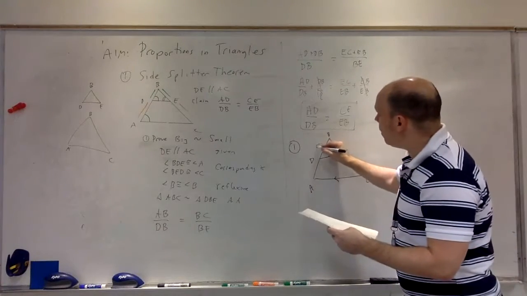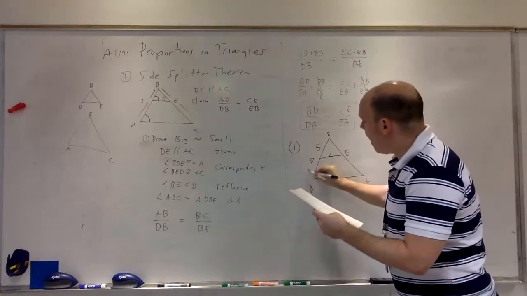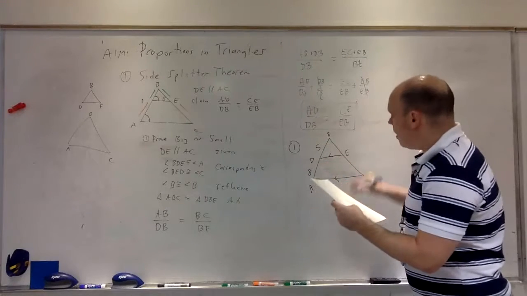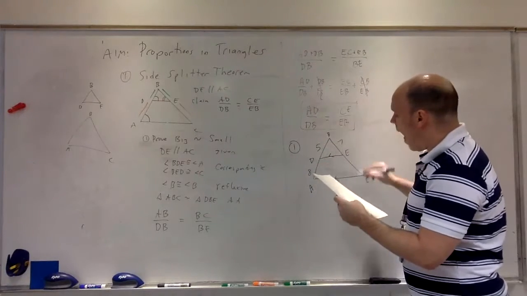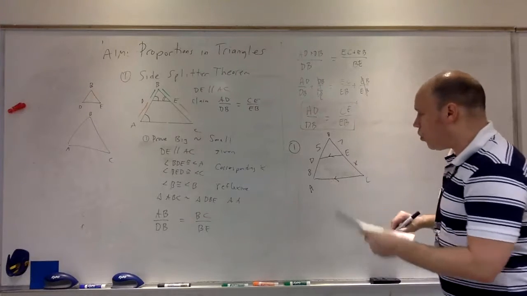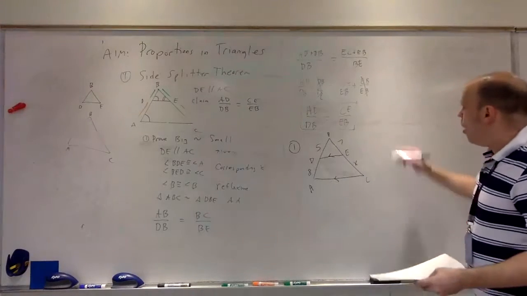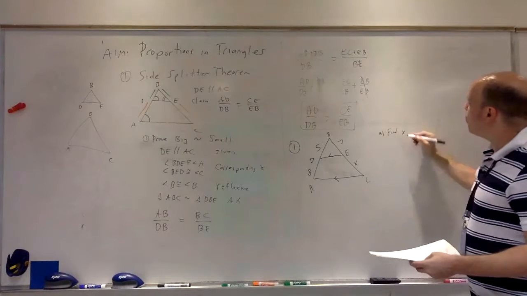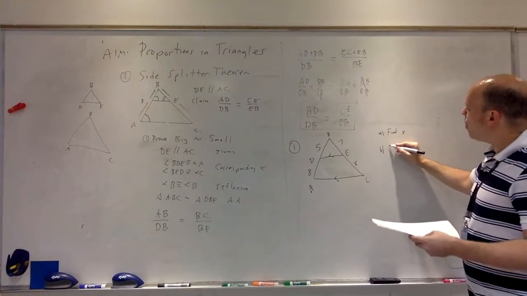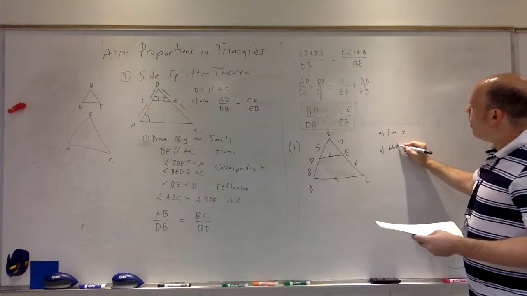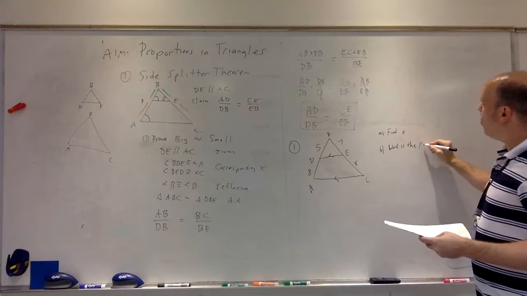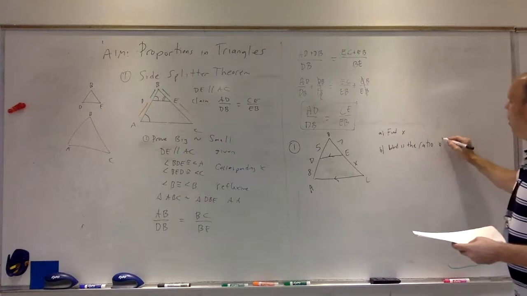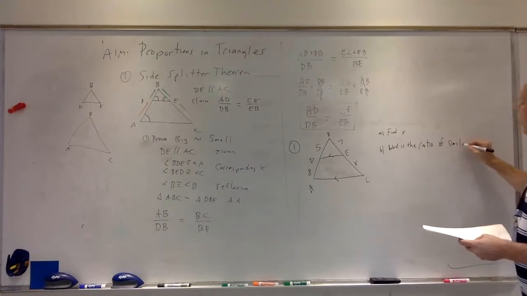So I'm going to say that DB is 5 and AD is 8, BE is 7, and EC is X. There are three things I'm going to ask you. The first thing is find X. The next thing, I want to know, what is the ratio of similarity?